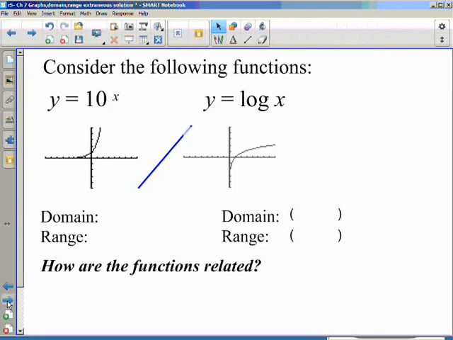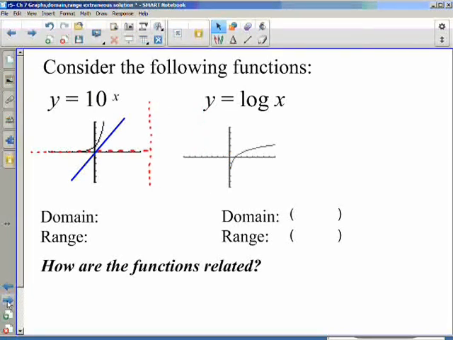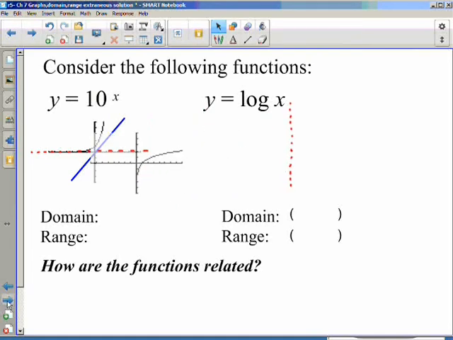Consider the following functions. Here's a basic look at what an exponential looks like. This graph should look familiar. It approaches but never reaches the horizontal axis, x. Similarly, a log function approaches but never reaches the vertical axis, because again, we're talking about inverse functions. So if you wanted to quickly take a look here, you'd see that the graph of log x, when compared to 10 to the x, is a reflection over the y equals x line.